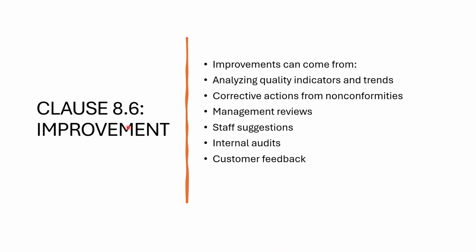Now moving to clause 8.6, that is improvement. Your laboratory must continually improve the effectiveness of its management system. This isn't just about fixing problems. It's about making your laboratory better over time. Now, improvements can come from analyzing quality indicators and trends, corrective action from non-conformities, management reviews, staff suggestions, internal audits, and customer feedback. The key is to create a culture where improvement is ongoing, not just something that happens when problems arise. Even small incremental improvements add up over time and strengthen your laboratory's capabilities.